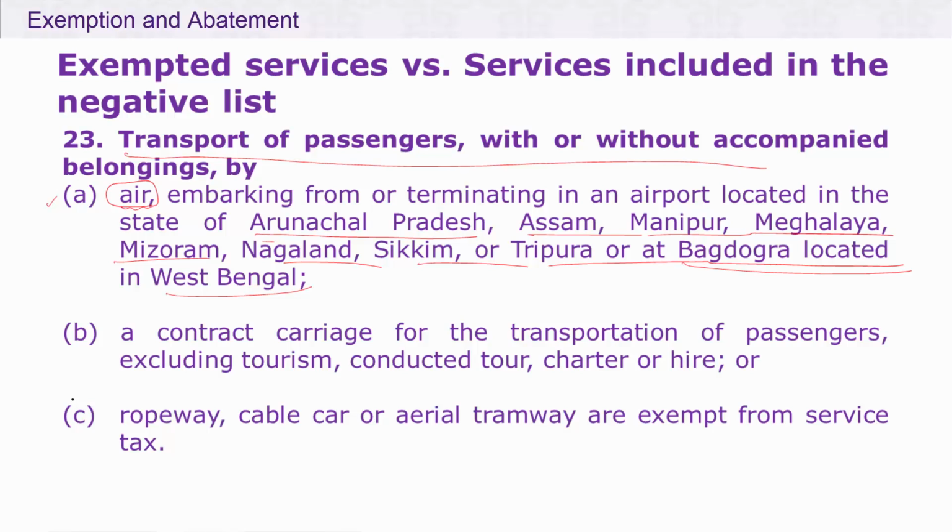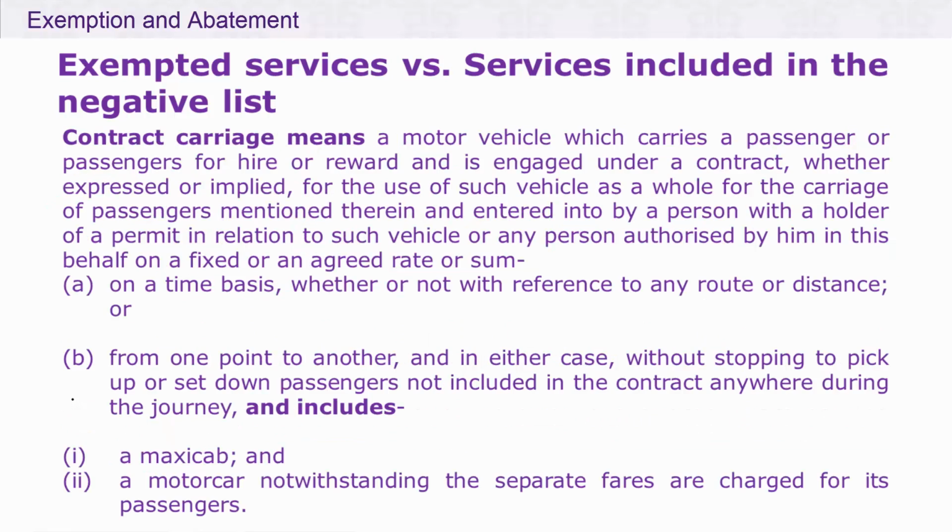That is also there. But what is there in 23? I already discussed this now. Transport of passengers without belongings by air, embarking from or terminating. This is specific to the states of West Bengal, Sikkim and Northeast regions. Air transport, specifically given to only those people, those areas. To and fro, no service tax. Contract carriage, ropeway, cable car, aerial tramway, these are exempt, already discussed. And 24, 25, very important.